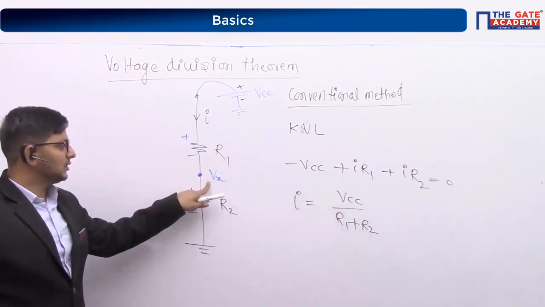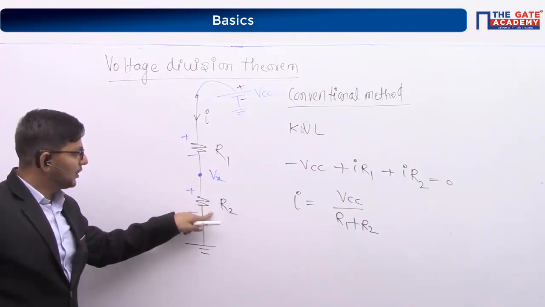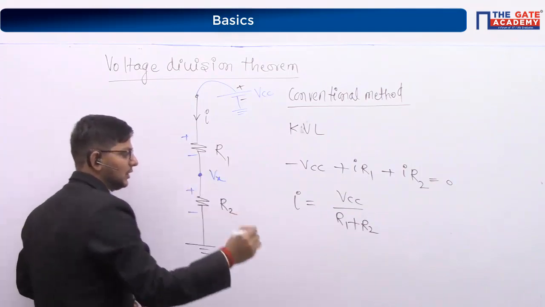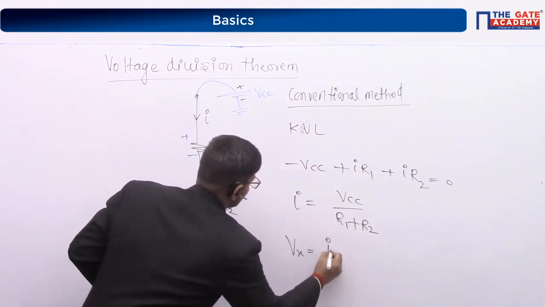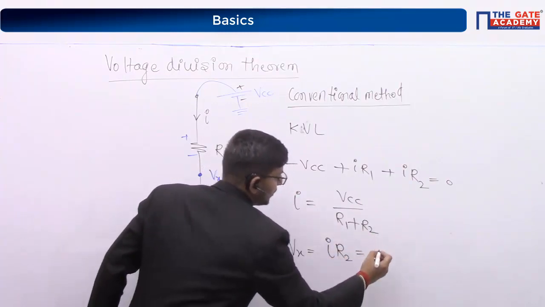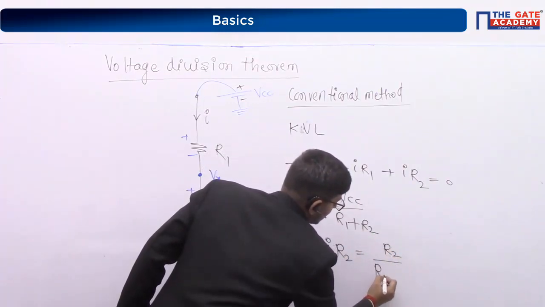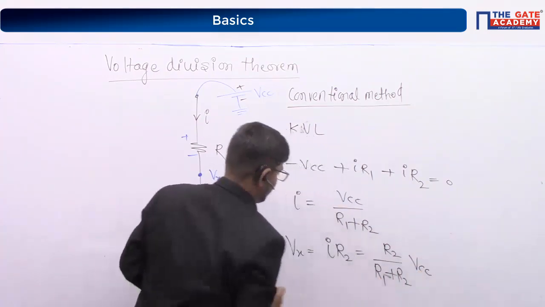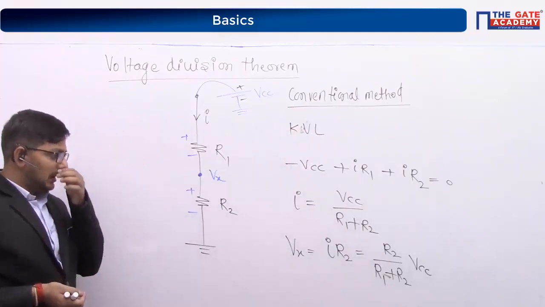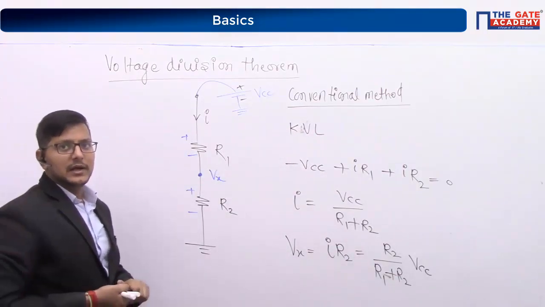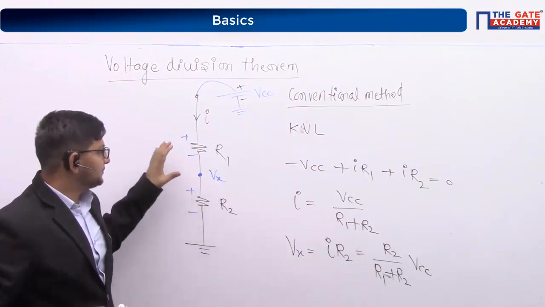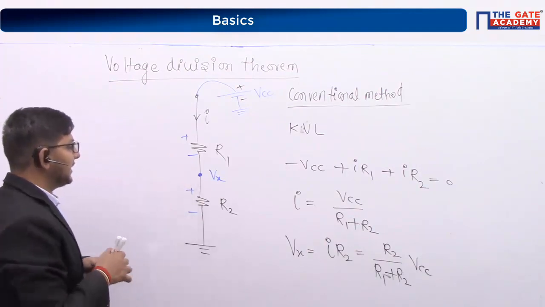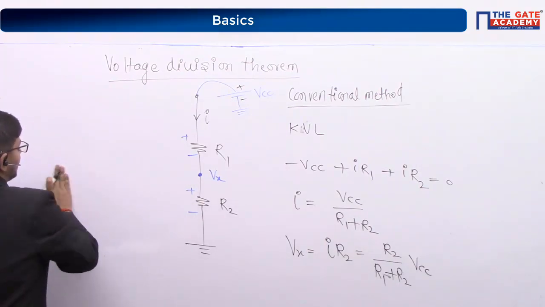Now what is the value of Vx? The value of Vx must be equal to R2 into I. Whatever the voltage drop across this, it must be equal to the value of Vx. Vx equals I into R2, which is R2 upon R1 plus R2 into VCC. Clear? Now if you find this voltage Vx directly, you can write it like this, this is a shortcut method.